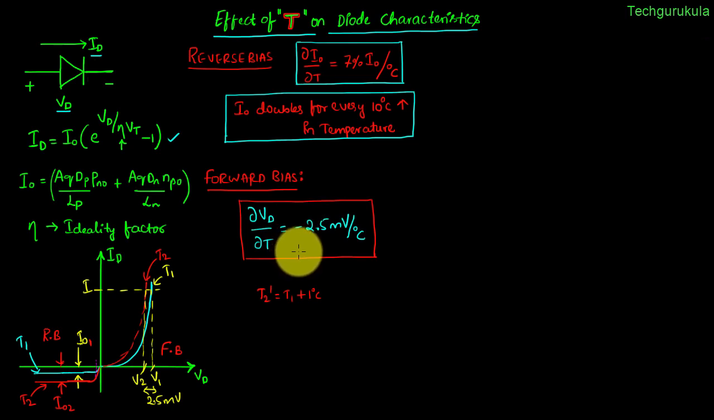Points to note: the reverse saturation current would increase by 7% for every 1 degree increase in temperature. Similarly, for every 10 degrees centigrade increase in temperature, I naught doubles. In forward bias, if a diode is forced to conduct a constant current, and we increase the temperature by 1 degree centigrade, the voltage across the PN junction diode would decrease by 2.5 millivolts. Another simple way to remember this: as temperature increases, the forward bias characteristics shift leftwards, and the reverse bias characteristics shift downwards.